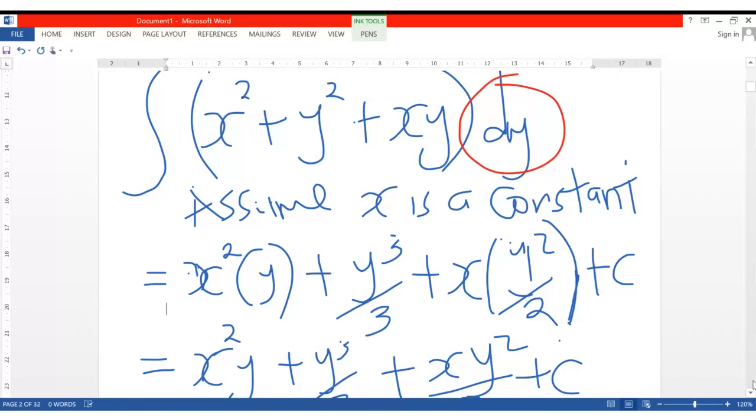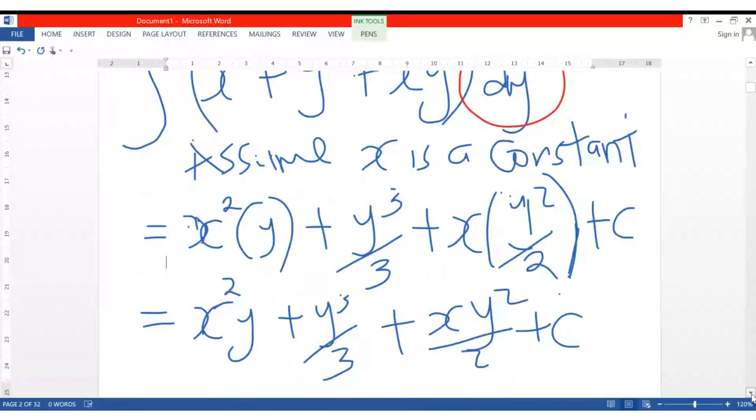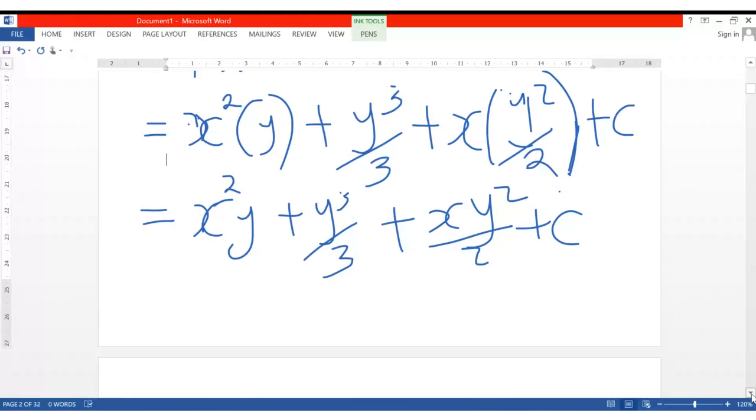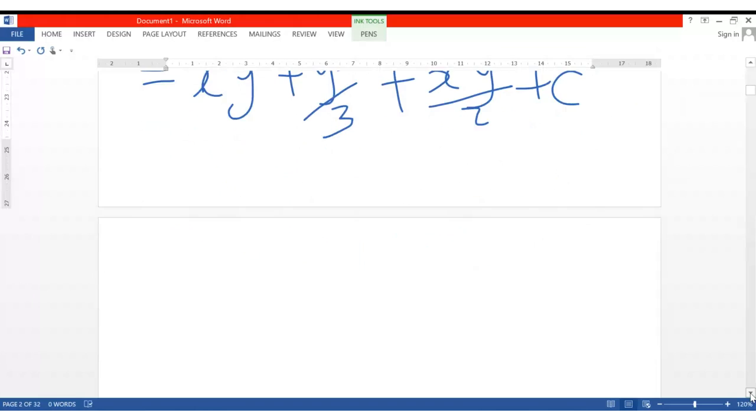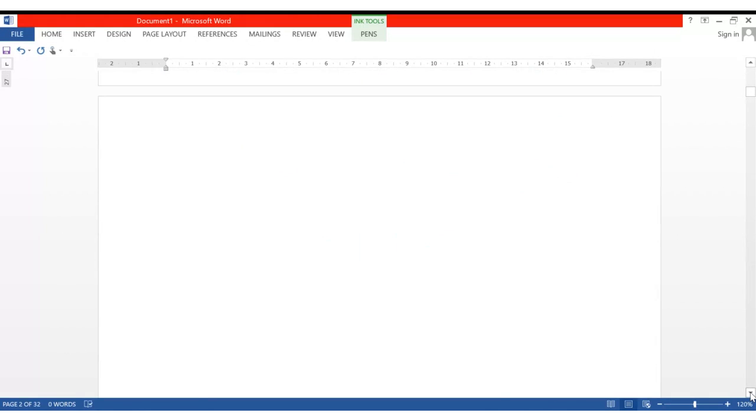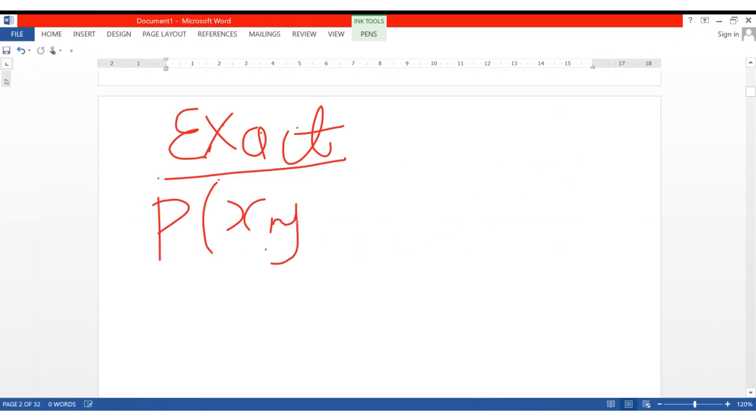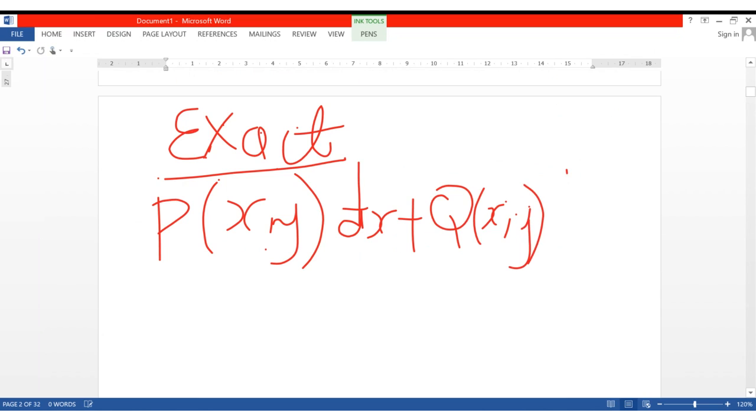Now with that, I believe we can go now to exact differential equations. We do 3 examples that are there, and then you'll be able to tell me. So let's go now to exact. So we said an exact differential equation is of this form, P dx plus Q dy equals 0.